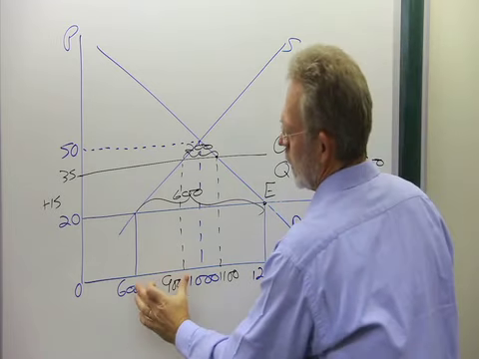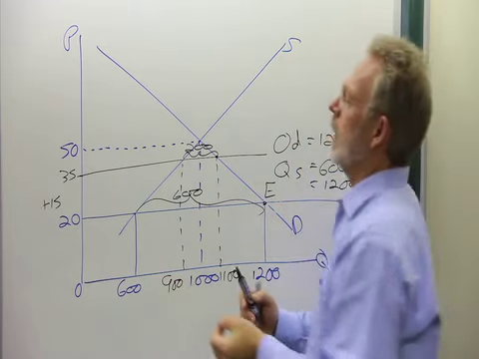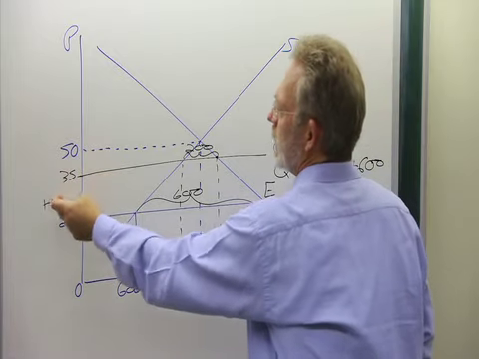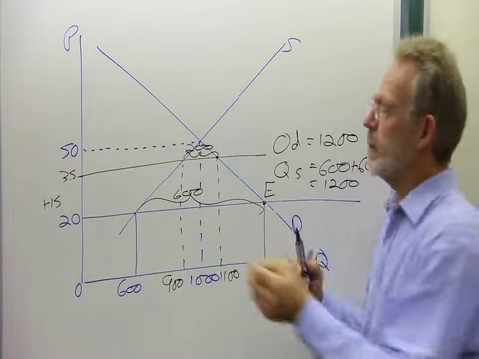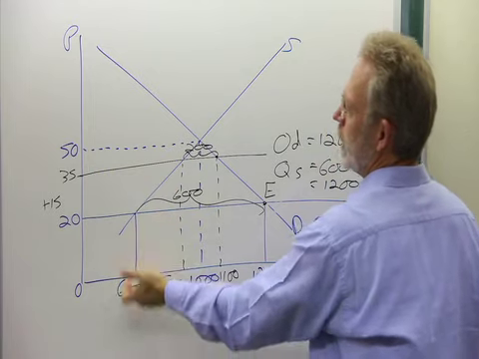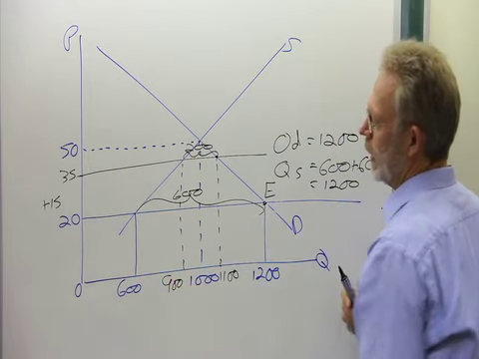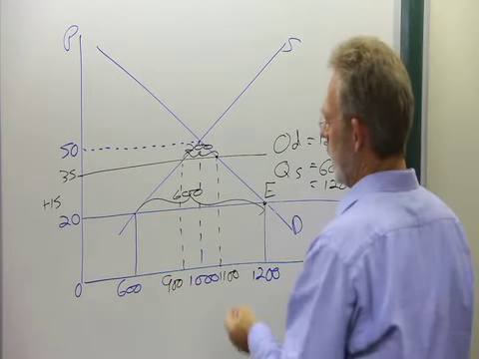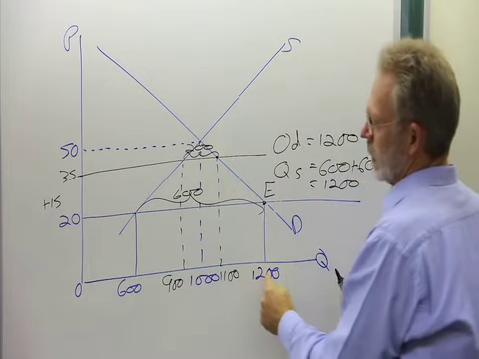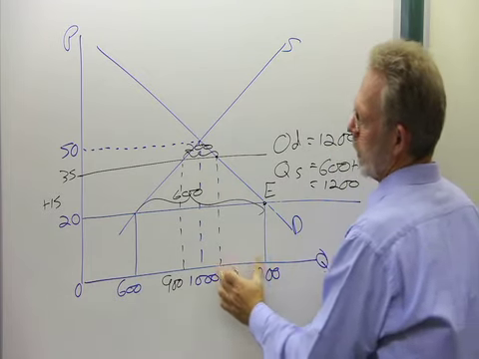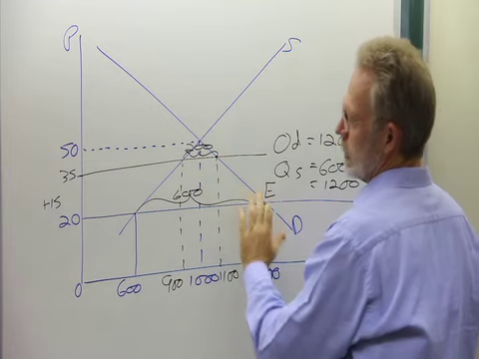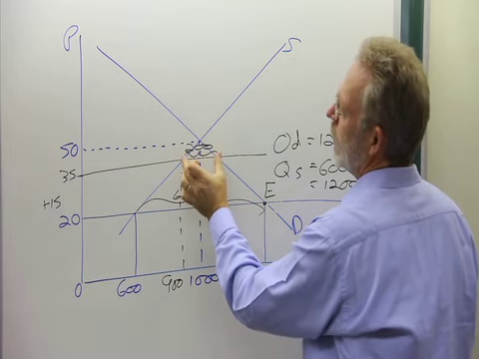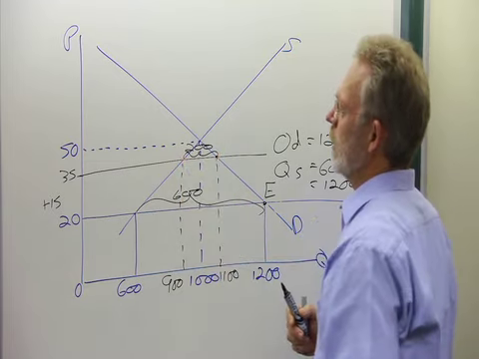Because of the workers losing their jobs, we introduced a tariff, and that increased the price to 35, led to an increase in local quantity supplied, so producers are better off, but it decreased quantity demanded to 1,100, so consumers are less well off, and imports decreased to 200.